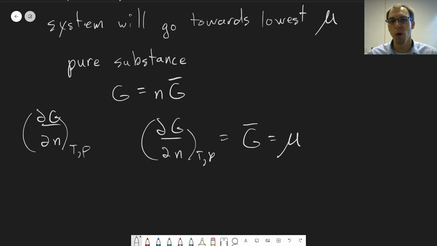So even if you have more liquid than gas, right, there's just a bigger amount of it, the molar Gibbs energy is what matters, not the total Gibbs energy of the entire thing. So even if you have more liquid than gas, if the gas phase has a lower chemical potential, meaning a lower molar Gibbs energy, the system will go towards boiling, right? The liquid will go into the gas phase.